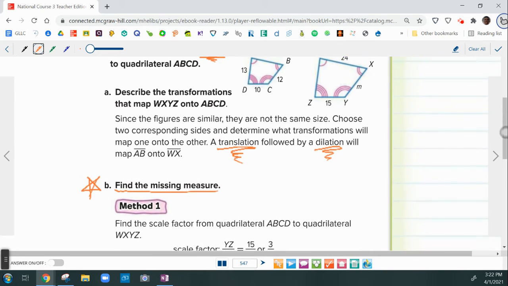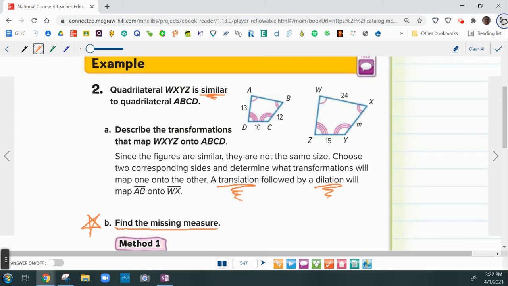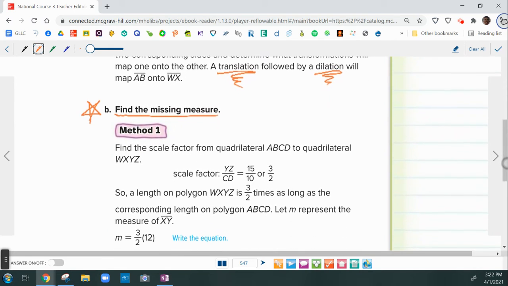Let's go back up to the shape here. And let's realize, aha, we have a missing measure over here on the second shape. A key thing to realize is, what does that correspond with? What side does this correspond with? Just visually, it looks like it corresponds with this side here. All right, so we need to kind of use that number 12 to help us find what M is. But first, let's look over the different methods for doing this.